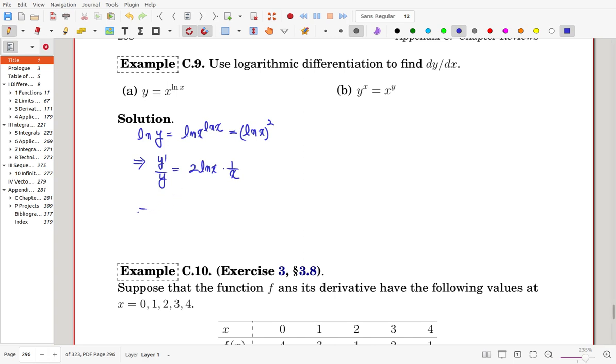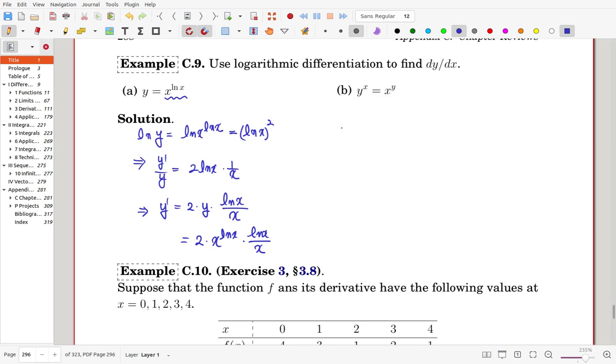Okay, so here we solve for y prime. So y prime equals 2 times y, and then natural logarithm of x over x. What is y? y is this one, so it will become 2 times x to the natural logarithm of x times natural logarithm of x over x. That's the final answer.